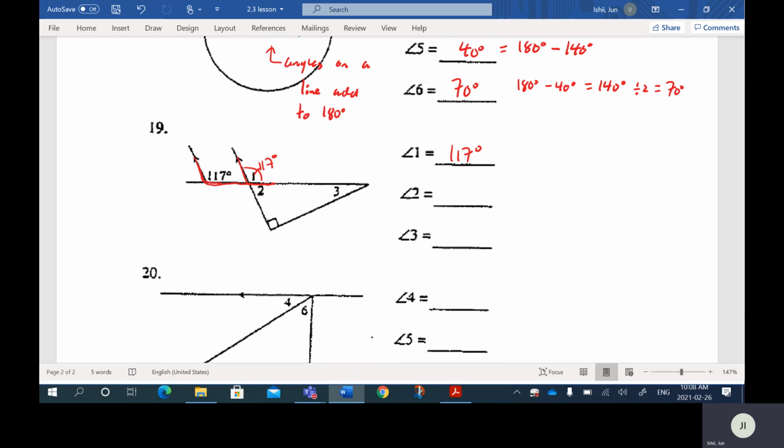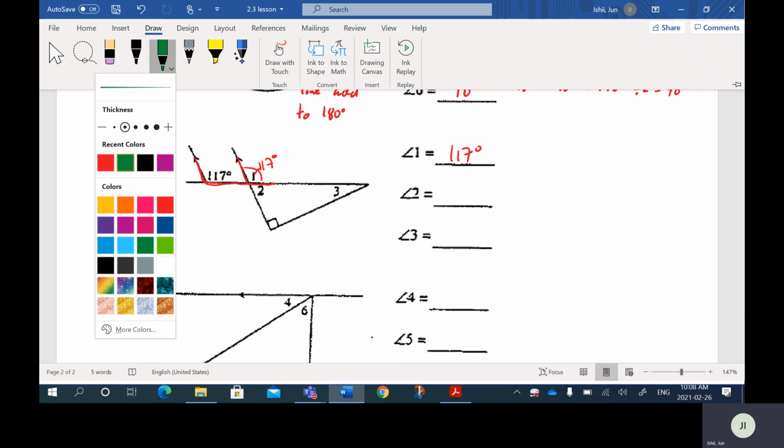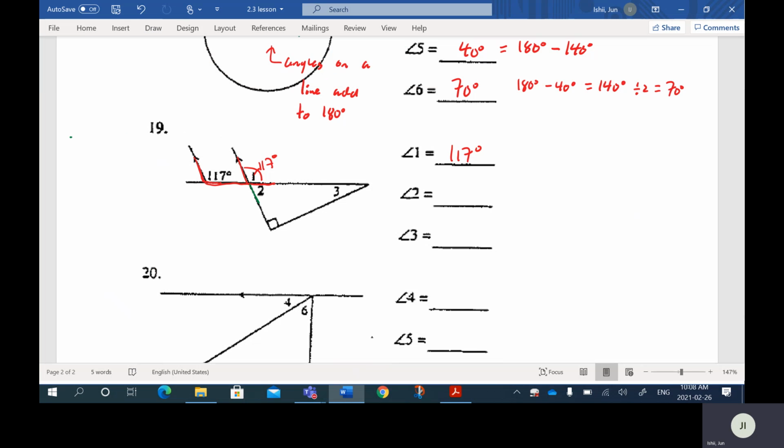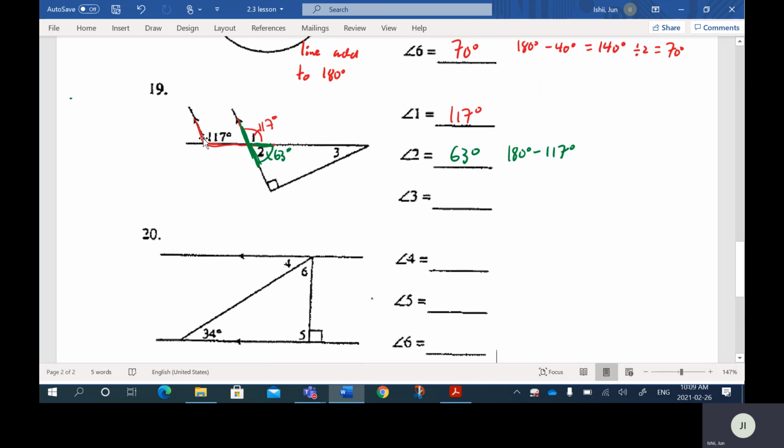Cool. All right, so next one, angle 2. I'm just going to change colors here. Angle 2, which is this angle here. You notice that with angle 1, it creates a straight line. So angle 2 there is going to be 180 minus 117, which is 63 degrees. So this angle here is 63 degrees. All right, so far we just used the parallel line property and angles on a line.